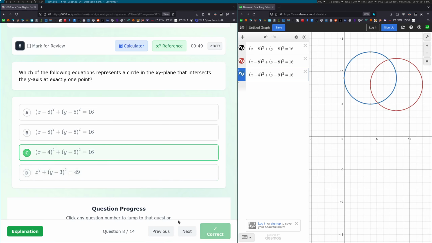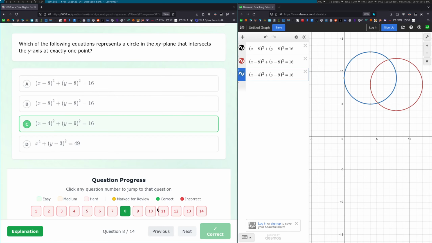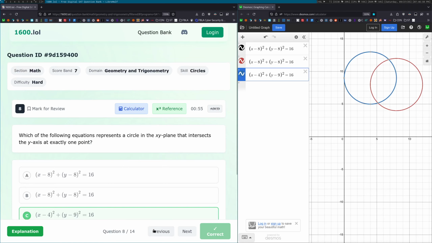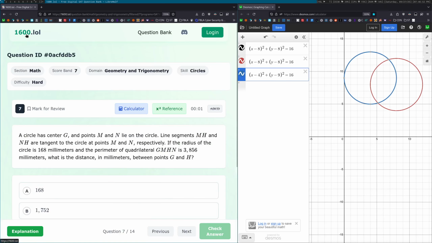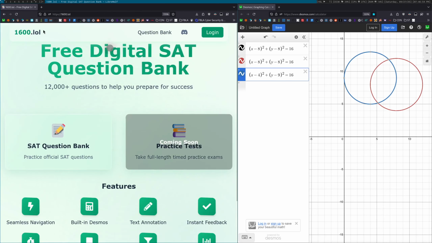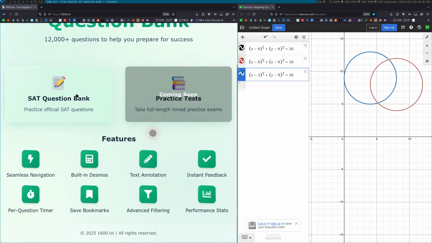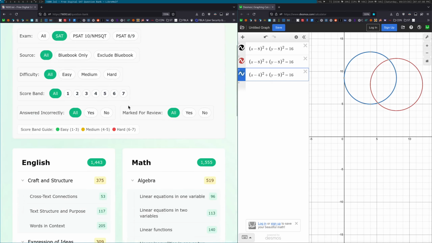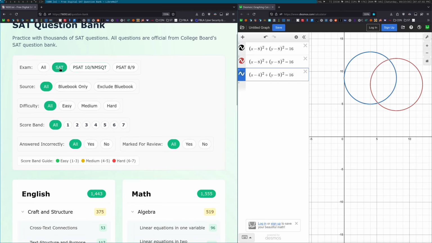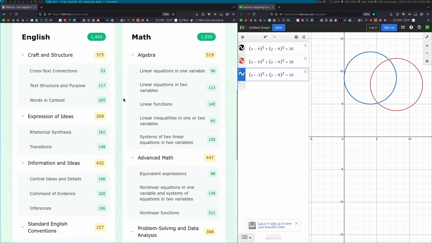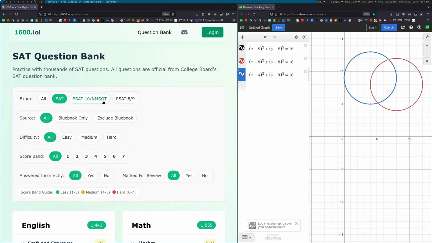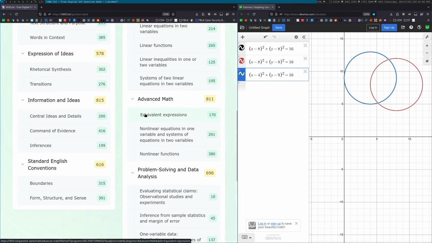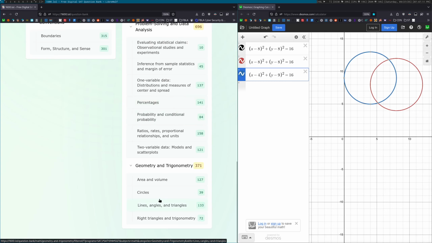Check answer. Done. Okay. Since we've done 8 of the 14 hardest circle problems, I think we're good now with circles. And about this, for some reason, it's called 1600.lol. It's an SAT question bank that also has PSAT problems. Okay. Let me go to the PSAT curriculum here, which I think is the same actually.